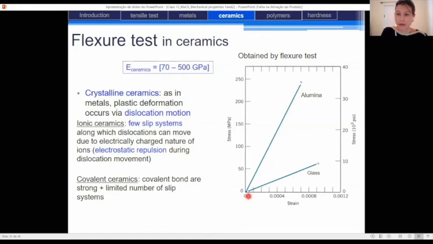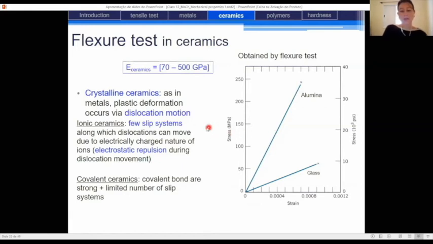And as we already commented, ceramics are brittle, and so they break at low strain. In that case they are almost not plastically deformed, but when they are, they are only slightly plastically deformed.